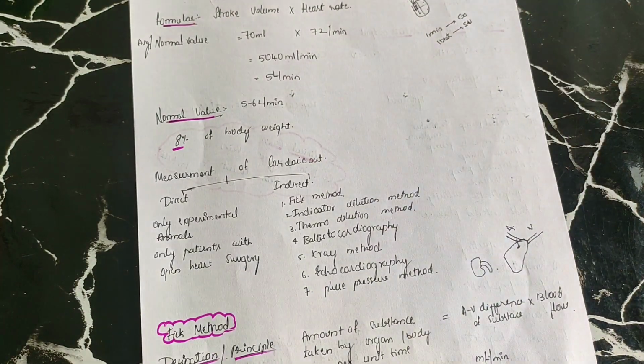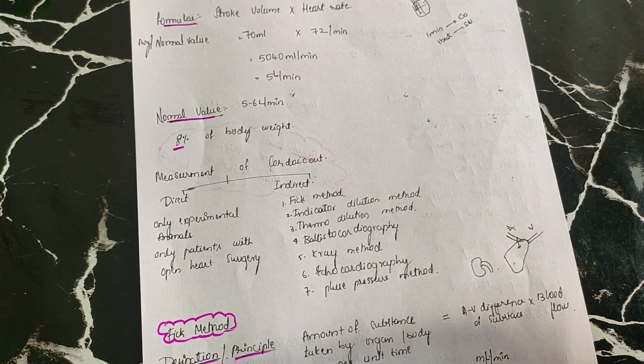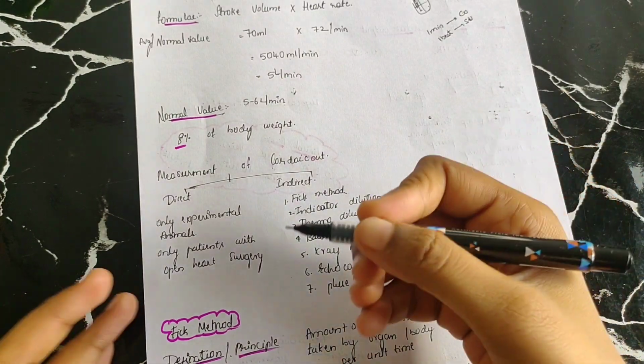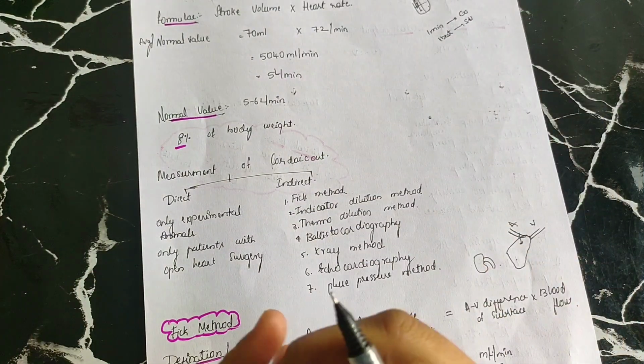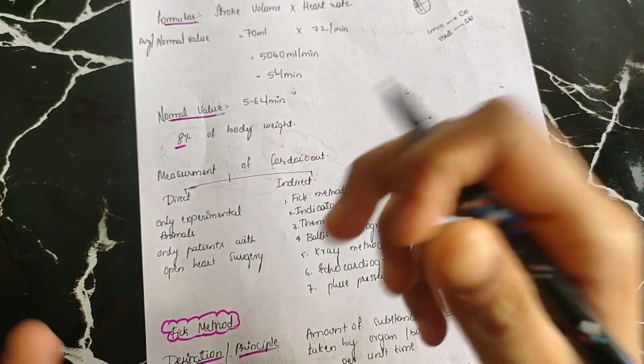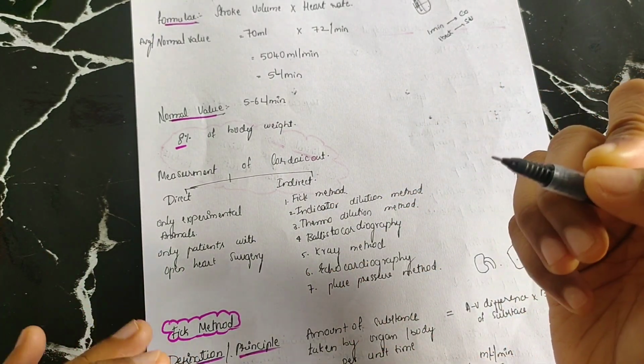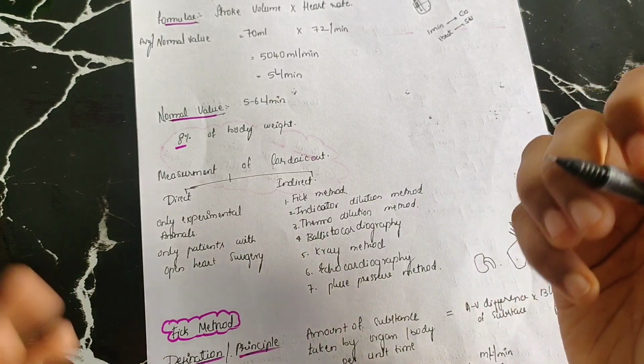The measurement of this cardiac output has two major types, that is direct and indirect. Direct is usually not practiced because it is done only in experimental animals, and in patients with open heart surgery we can measure directly. We have to place the instrument on the heart and then measure, so we cannot measure practically. This is only done in experimental animals and patients with open heart surgery.